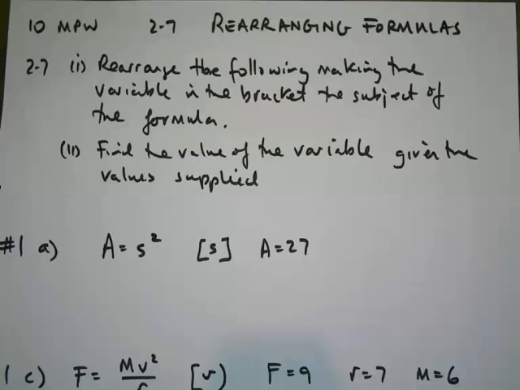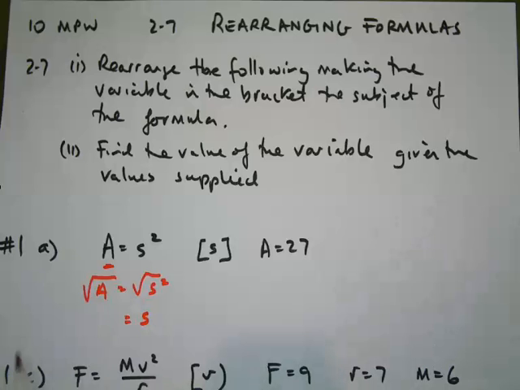In 1a, a equals s squared. At the moment, a is the subject of the formula because it's a equals. I wish to make s the subject of the formula, that is, make it s equals. So, a equals s squared. To get s all by itself, I need to take the square root of both a and s squared. So square rooting both sides. The square root of s squared is s.